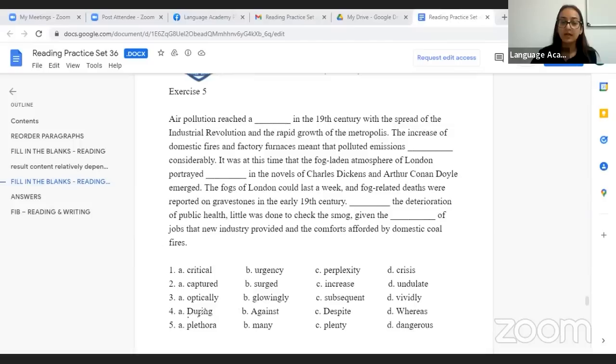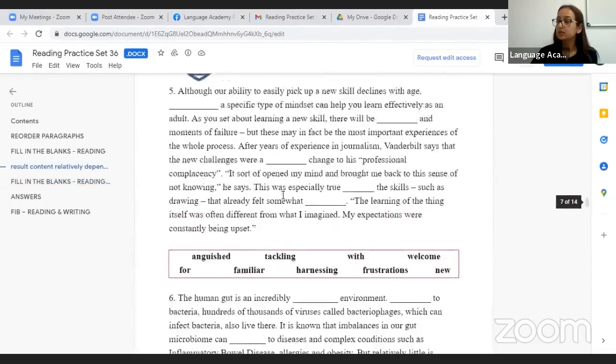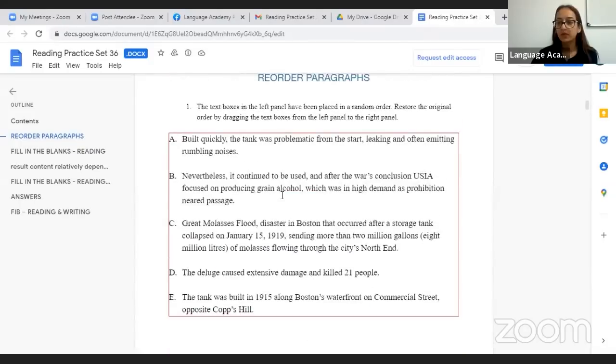So during comes with the time period. Against comes when you say against an enemy, or you're doing something in contradiction to something. Whereas is used for comparisons, and despite is used for contrast. So these were all the questions for reading and writing blanks that we had to do today, and now we are going to the reorders. First question of reorders. Plenty and plethora: I said plethora is more academic than plenty.